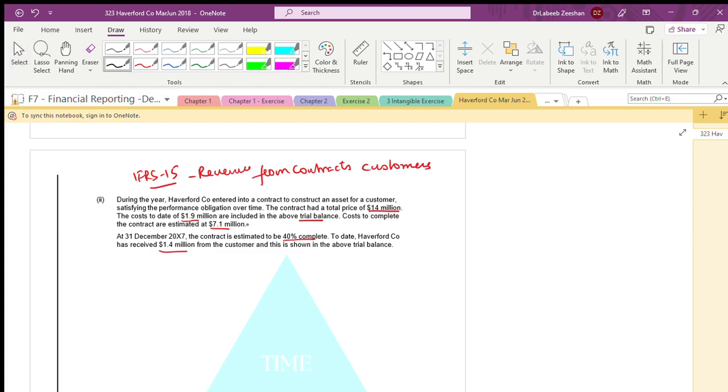Next, they say that the company entered into a contract to construct an asset for a customer, and you are satisfying the performance obligation over time. The contract has a total price of 14 million. Cost to date is 1.9, which has been included in the trial balance. Cost to complete is 7.1. In December, how much did they estimate? It has been estimated at 40% completion. They have received 1.4 million, and this has been shown in the trial balance.